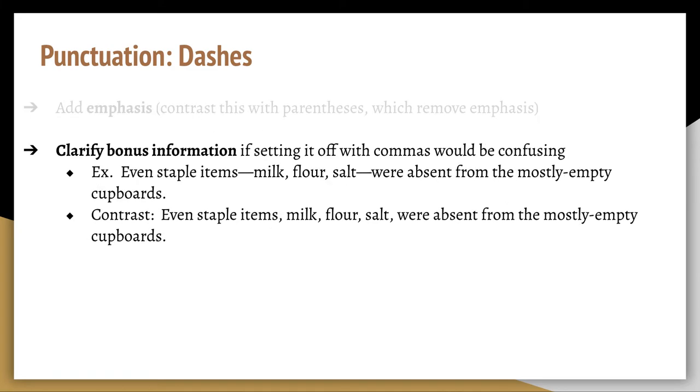Dashes also allow us to clarify bonus information if setting off that bonus information with commas would be confusing to the reader. As you can see in the second example here, it's unclear that when the speaker says items, they are referring to milk, flour, and salt. Instead, in this version of this sentence, it sounds like there are undisclosed items missing from the cupboard in addition to milk, flour, and salt.